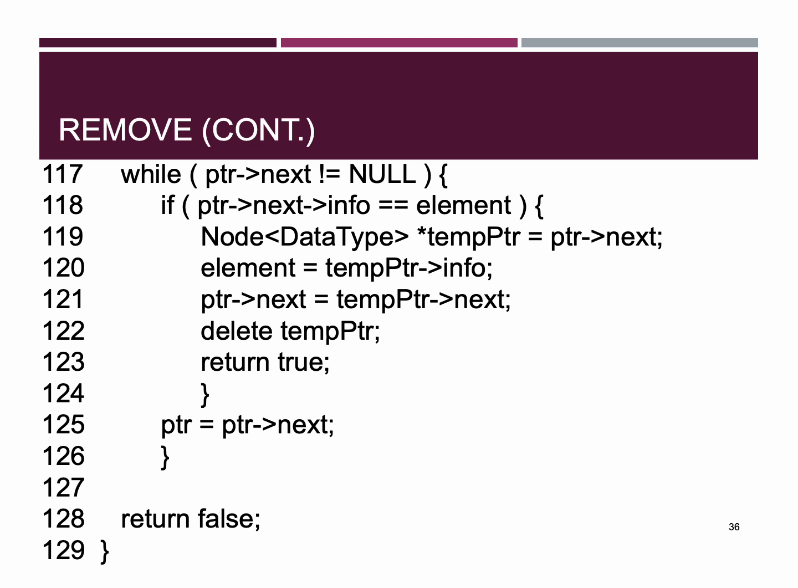The line on 121. We then delete the node pointed to by temp ptr and return true. If no match is found, we move ptr to the next node and continue searching.